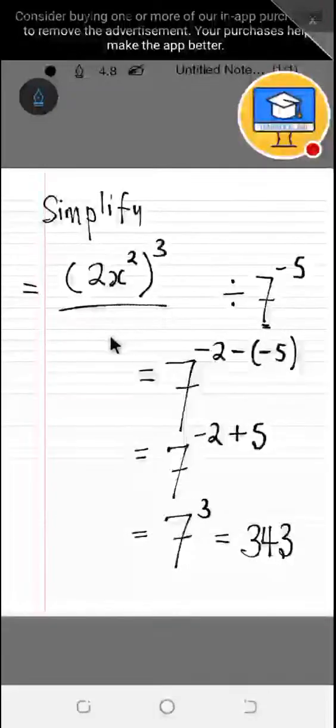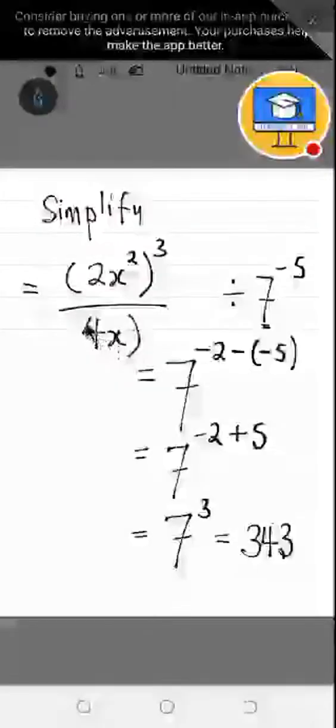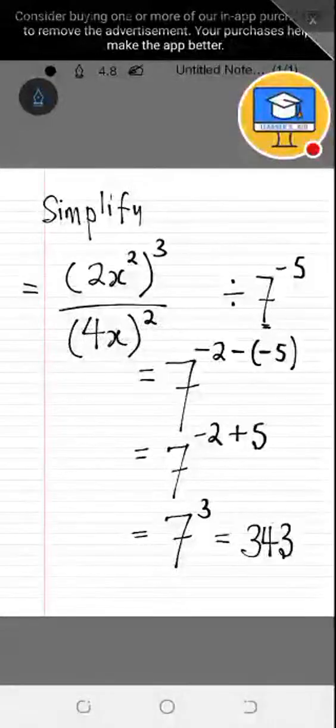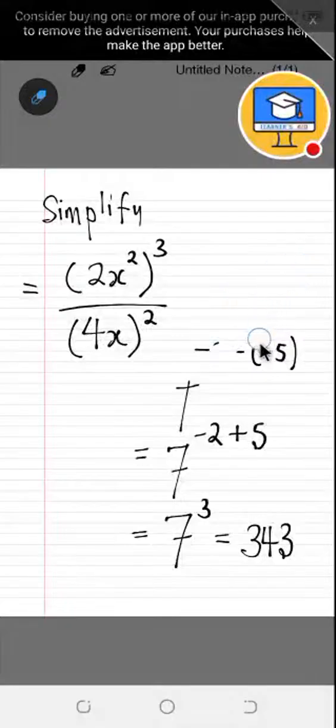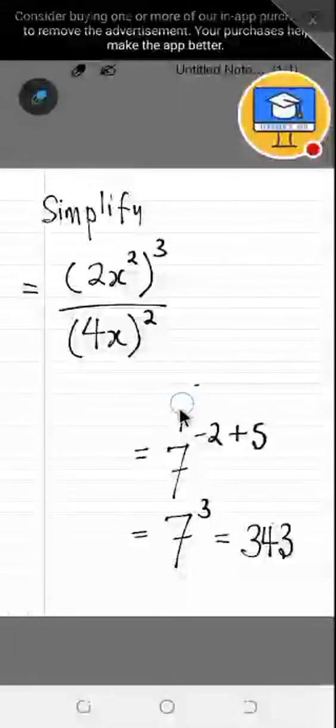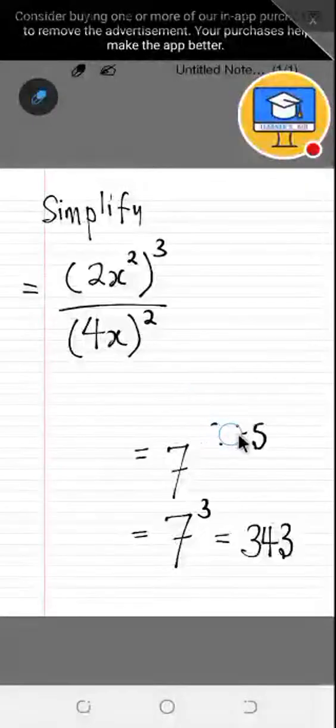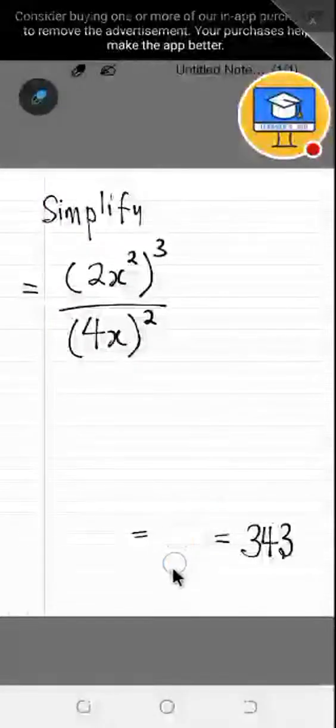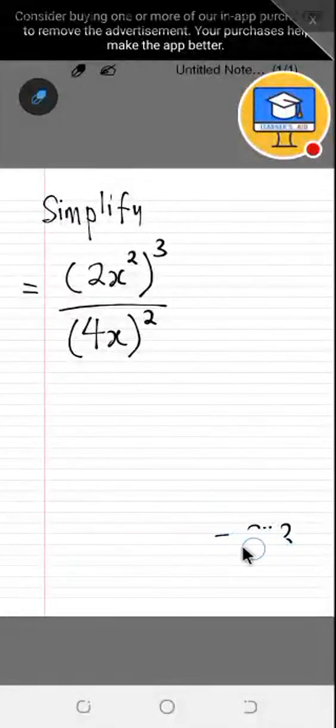divided by 4x, bracket closes, to the power 2. Good. So what's the answer to this question? As I clean, try to solve it and see if you get the answer. Simple application of indices. What is the answer?